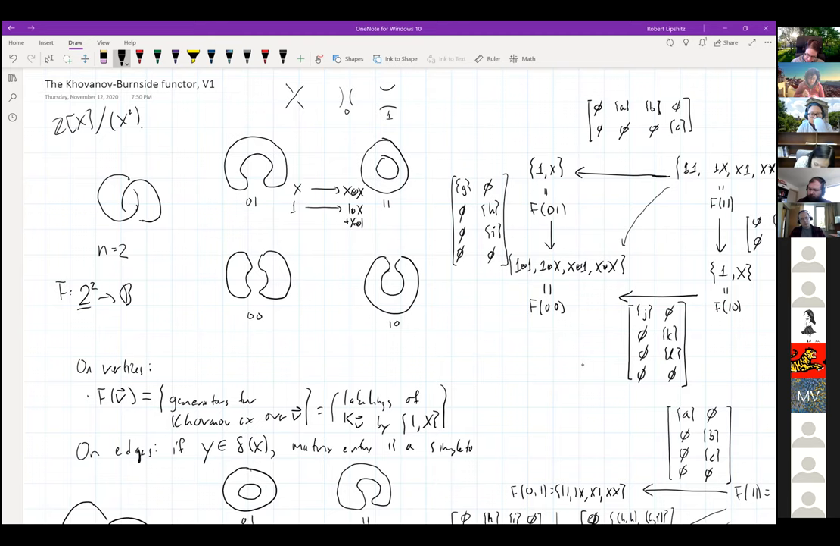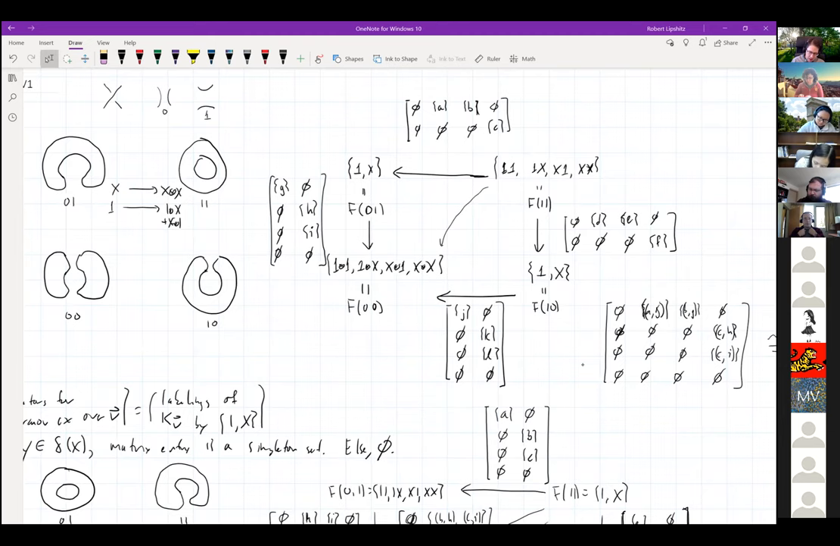And otherwise, it's empty. So let me show you what I mean in this example. Before I do that, just so that people don't get angry at me and tune out, so far this data is completely contained in the Khovanov complex. There's no new data on the screen yet. There will be some new data in a minute. What I've said so far is not trivial, but is not new. So let's look at that in this example.